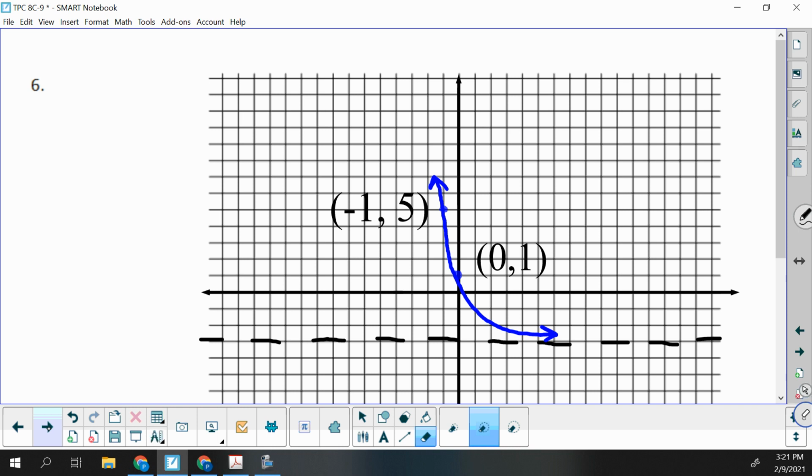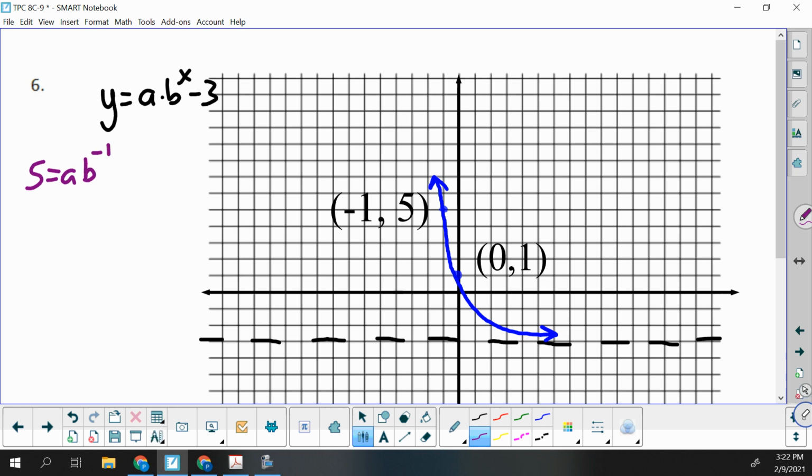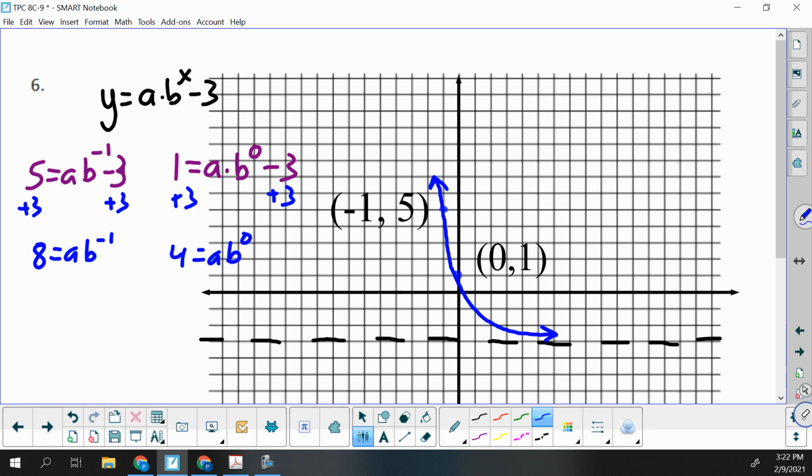Number 6. Our base equation would be a times b to the x. We're flattening off at negative 3. So we'll fill those each in. We've got 5 equals a times b to the negative 1 minus 3. And we've got 1 equals a times b to the 0 minus 3. If you're adding or subtracting on the end, get rid of that first. So we'll add the 3 over for both of them, giving us 8 equals a times b to the negative 1, and 4 equals a times b to the 0.